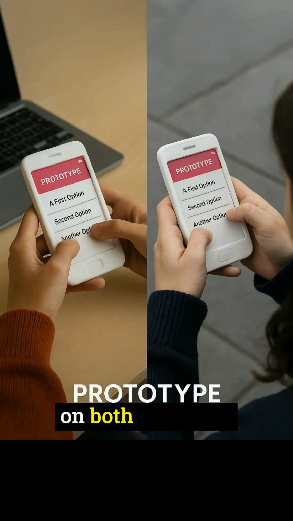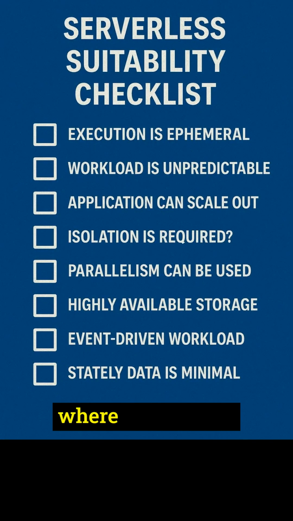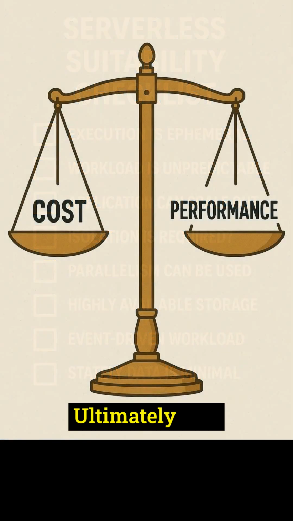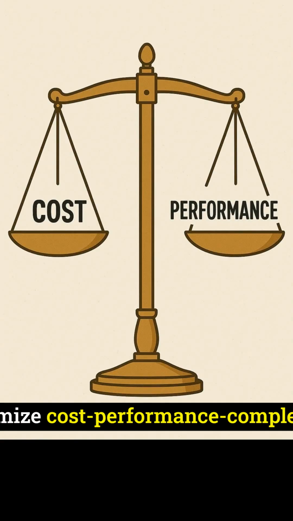Prototype functions on both platforms to assess latency, scalability, and developer experience differences. Remember, vendor features like IAM, VPC access, and observability tools matter in environments. Use serverless where fast scaling and per-request billing fit the workload profile. Ultimately, mix horizontal, vertical, and serverless techniques to optimize cost, performance, and compliance.